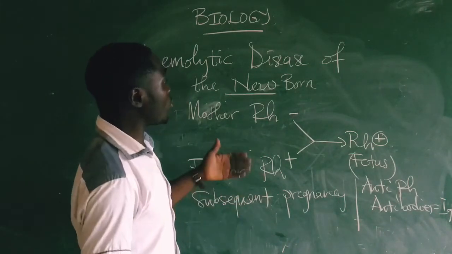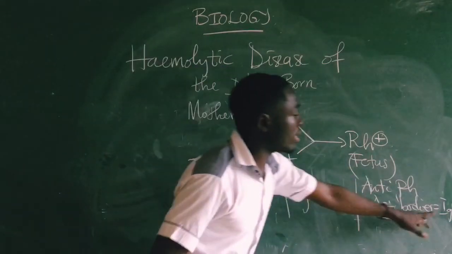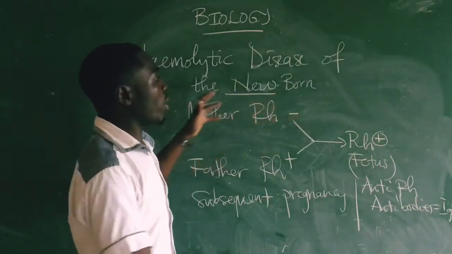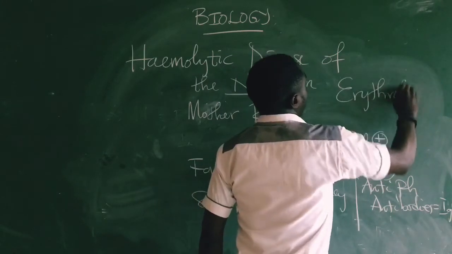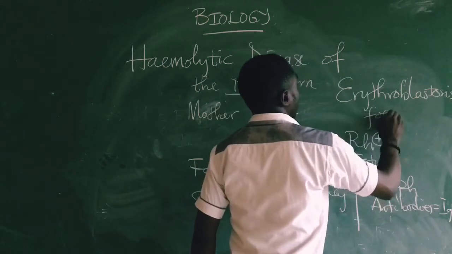And how do you prevent this? So that process of breaking down the red blood cells by this immunoglobulin is what we call the hemolytic disease of the newborn, or erythroblastosis fetalis.